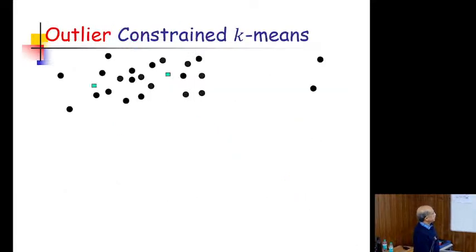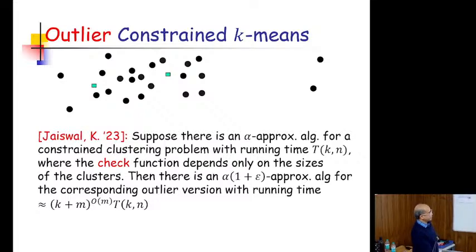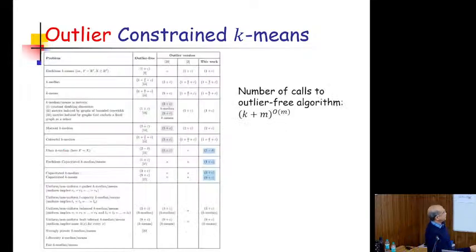But essentially the result we get is that suppose there is an alpha approximation for the constrained problem with running time T(k, n). Then there is an alpha times (1 plus epsilon) approximation algorithm for the corresponding outlier version, and the running time blows up by (k plus m) raised to power m. This generalizes to a host of constrained clustering problems. So we get FPT PTAS for several new problems, for example, Euclidean capacitated k-means and k-median. This gives the first FPT PTAS for the outlier version.